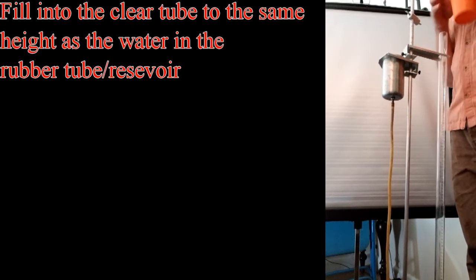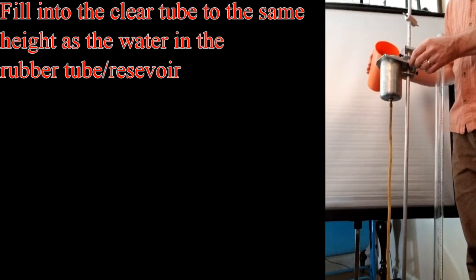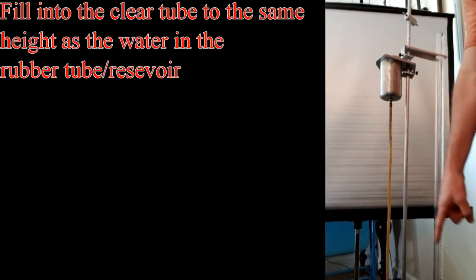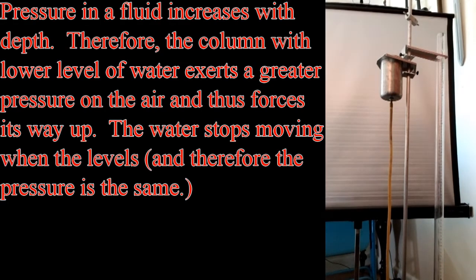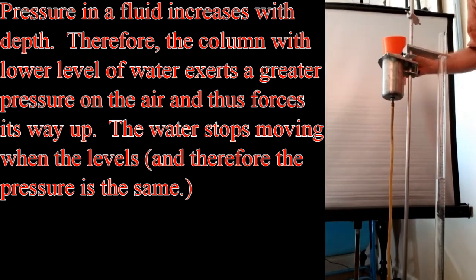Now, as I pour water in, I'm going to pour water into this reservoir right here. And the water basically is going to fill into the tube to the same height as that. So water is being poured into there. It's now going through the tube and filling up here. Water is going to rise until the water on both sides are the same. Water level is now here.